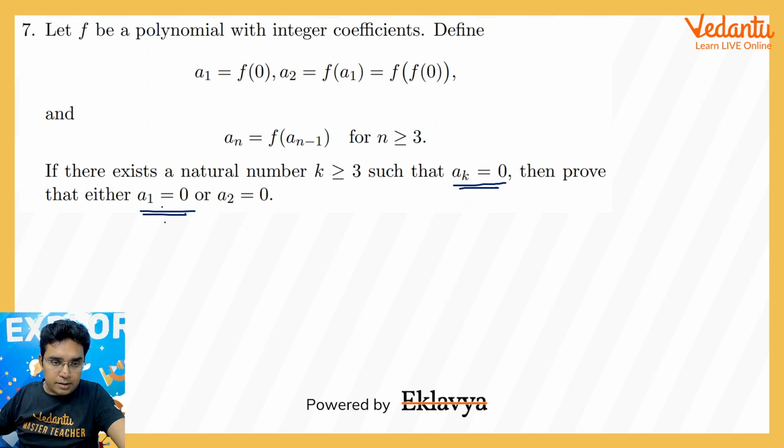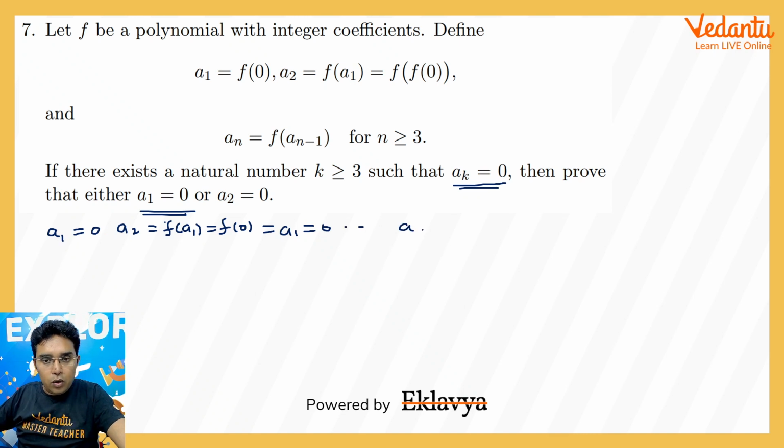But just a scenario, if a1 is equal to 0, then you can check a2, which is f of a1, will be f of 0, and f of 0 is a1, but it is 0. So if I do this way, all these numbers will be 0, so ak will also be 0. So there is a scenario that if a1 is 0, ak can be 0. But let us now focus on whether ak is equal to 0 implies a2 equal to 0 or not.